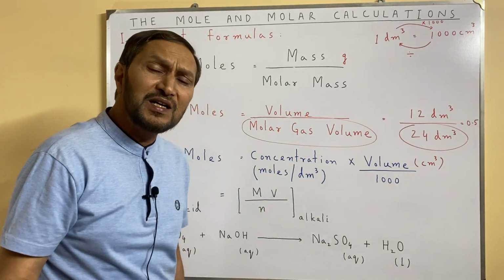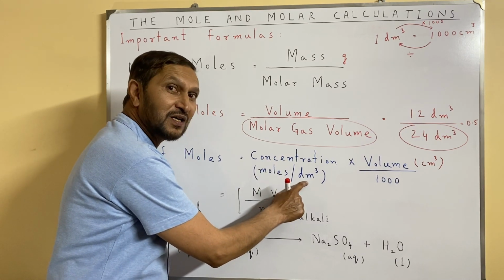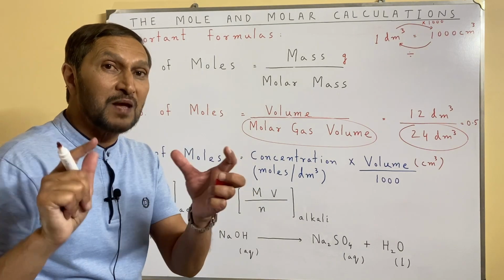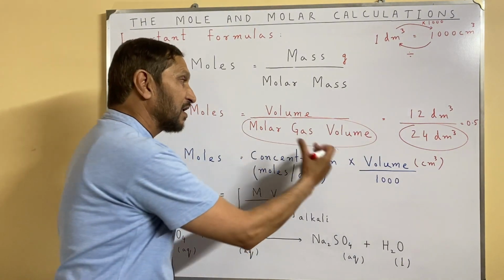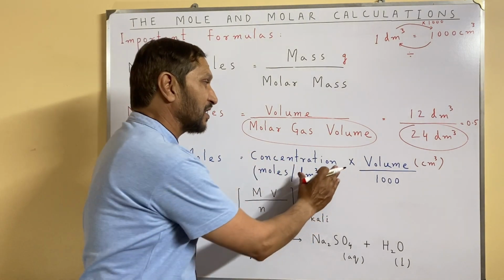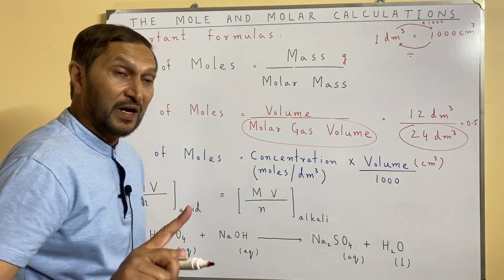Why are we converting it into decimeters? Because here the concentration is given per cubic decimeter, so both units should be the same. Therefore we can apply them. We can apply both values in this formula if they have the same unit, and we multiply them. Then the answer will be correct.